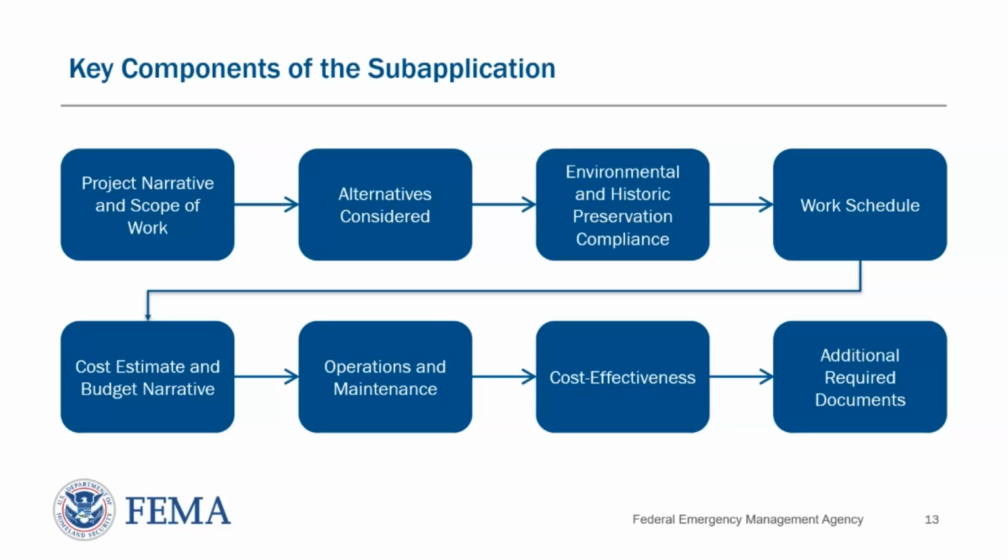These requirements include a detailed project narrative and scope of work, description of alternatives, environmental planning and historic preservation considerations, the proposed work schedule, a cost estimate and budget narrative, a description of the operations and maintenance plan, and must demonstrate the project's cost effectiveness. There are also some required federal forms that must be completed and submitted with the sub-application.